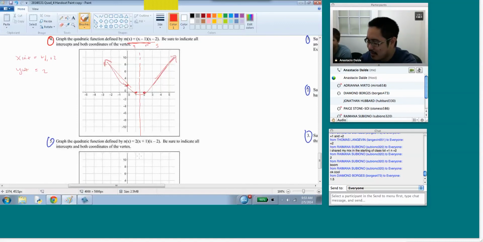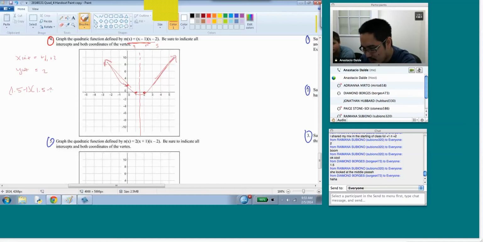All right, anyway, ready? Then what you do is you go 0.5 minus 1 times 0.5 minus 2. All right, so this is what? Negative 0.5 times negative 1.5, which is positive 0.75. Wait, that doesn't look right. Negative 0.5 times 0.5 minus 2 gives negative 0.75, so the vertex is at 0.5 comma negative 2.25.